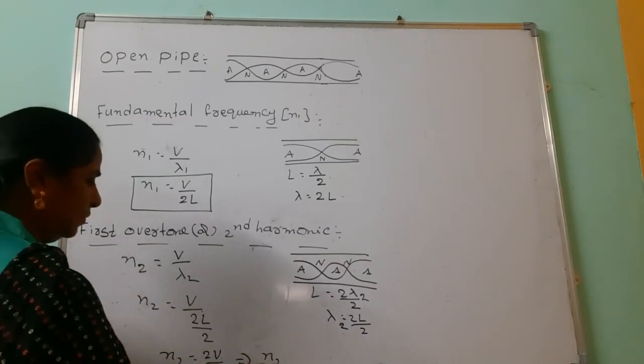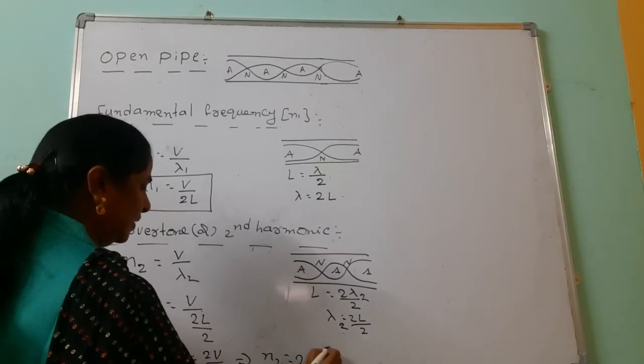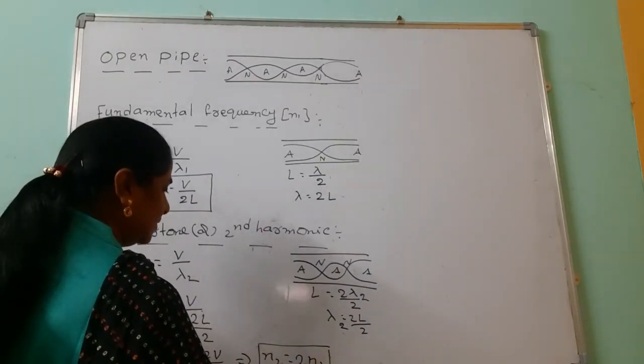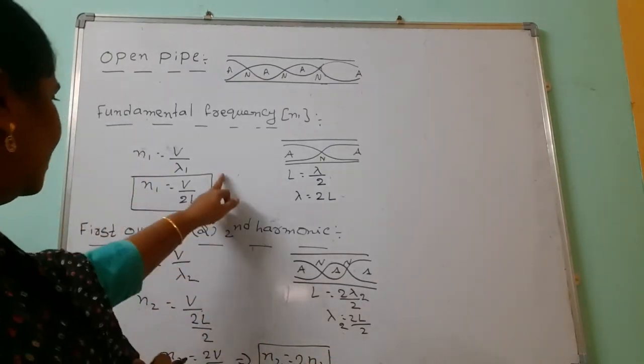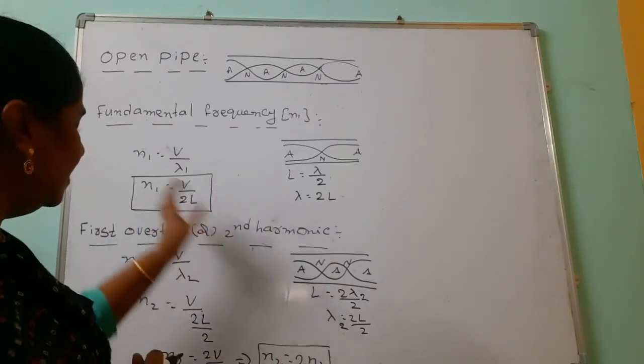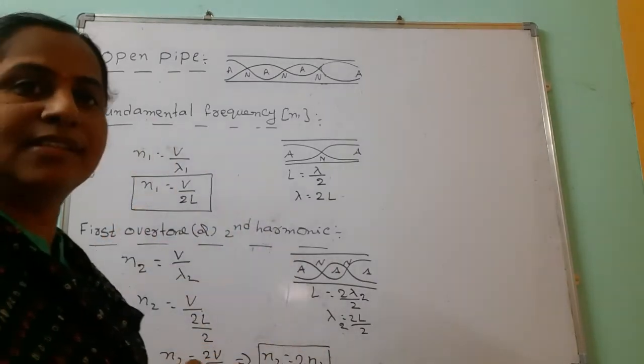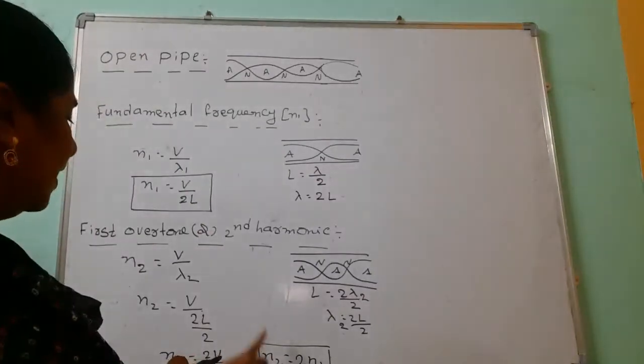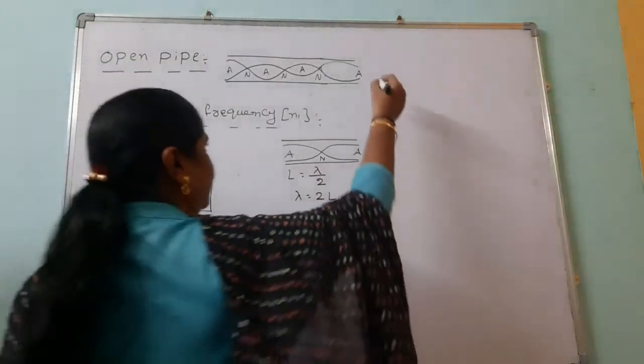From this, N2 equals 2N1. That's why it is 2 times the fundamental frequency, which means the second harmonic. It is more than the fundamental frequency. This is called the second harmonic and first overtone.